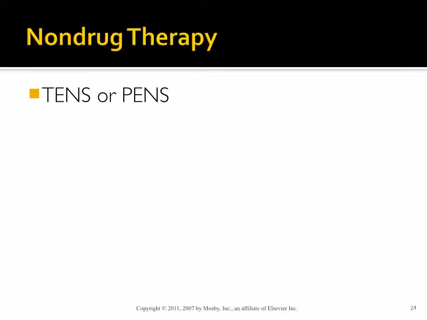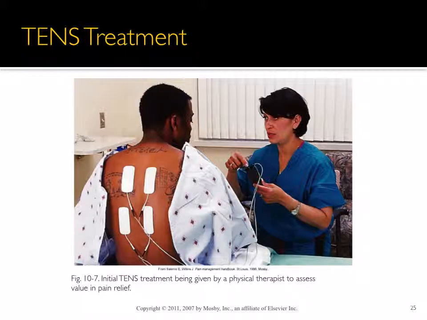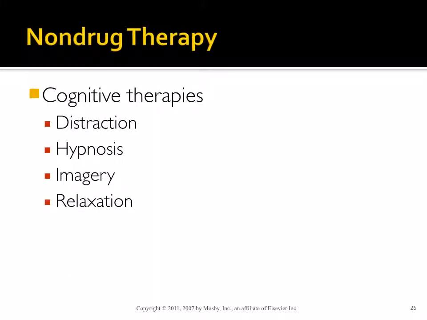I have no intention of testing you on this. So this is the picture where it shows how the TENS treatment is being done by a physical therapist. Non-drug therapy continues: distraction, hypnosis, imagery, relaxation are other ways.